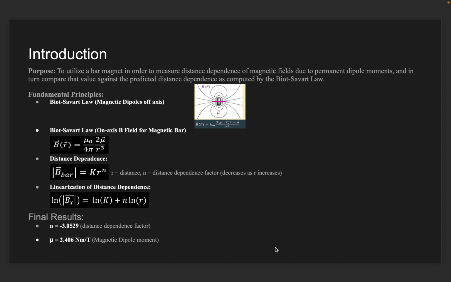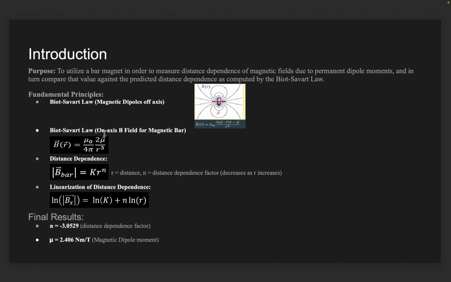So the purpose of this lab was to utilize a bar magnet in order to measure the distance dependence of magnetic fields due to permanent dipole moments, and in turn compare that value against the predicted distance dependence as computed by the Biot-Savart law. Some of the fundamental principles explored throughout this lab were the Biot-Savart law for magnetic dipoles off-axis specifically. You can see the formula here.